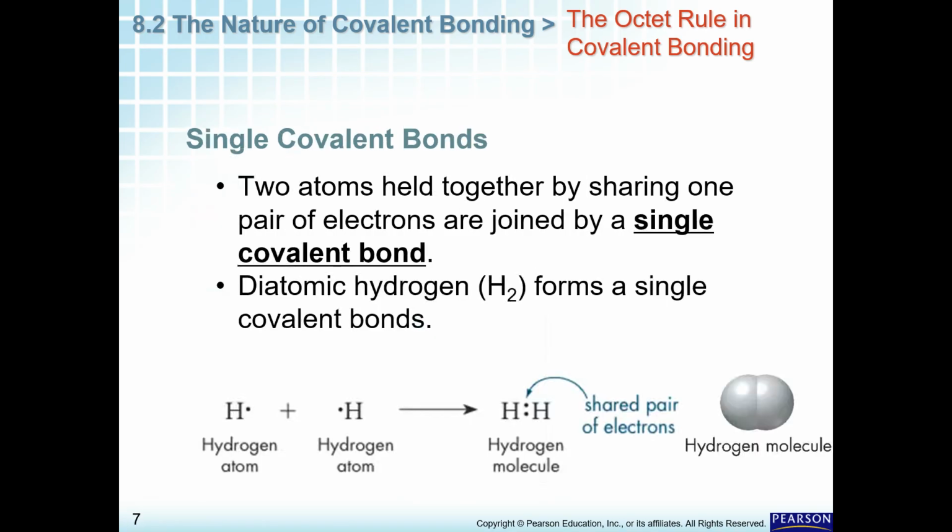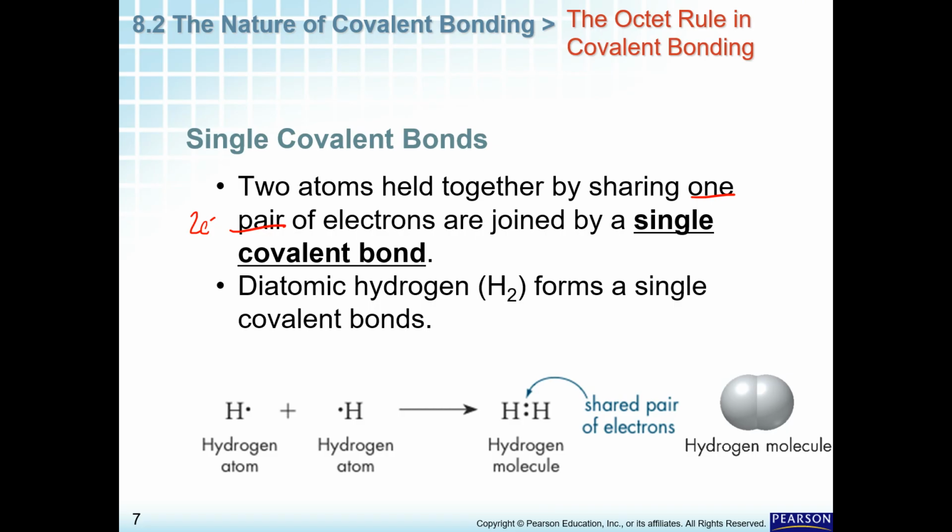Now, there are actually different types of covalent bonds. There are something that we call single covalent bonds, double covalent bonds, and last but not least, there are something called triple covalent bonds. So what is a single covalent bond? Whenever 2 atoms are held together by sharing 1 pair, so remember 1 pair is 2 electrons total, they are going to be considered a single covalent bond.